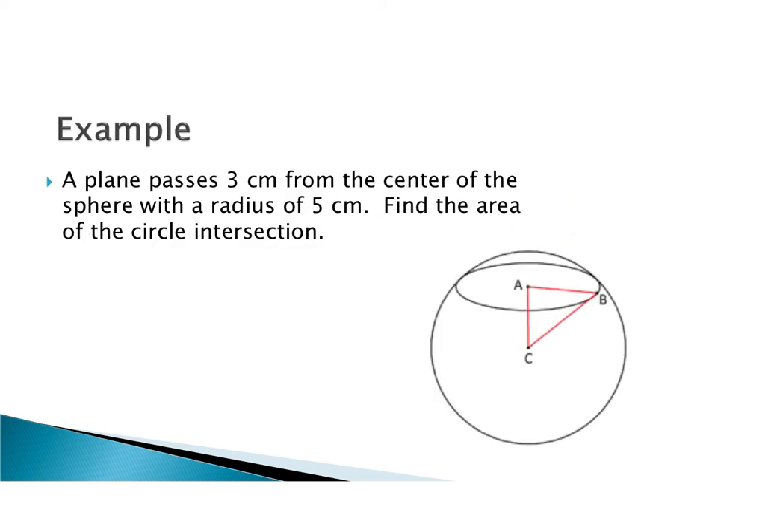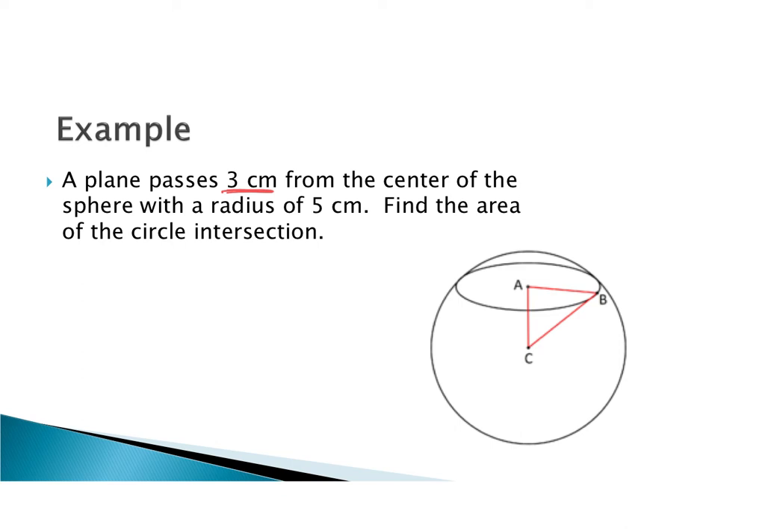All right, this problem is a bit of a challenge problem, so I'm going to pause the video and let you try to figure it out. But I'm going to give you one hint. So as we read it, the plane passes 3 centimeters from the center of the sphere with a radius of 5 centimeters. Find the area of the circle of intersection.